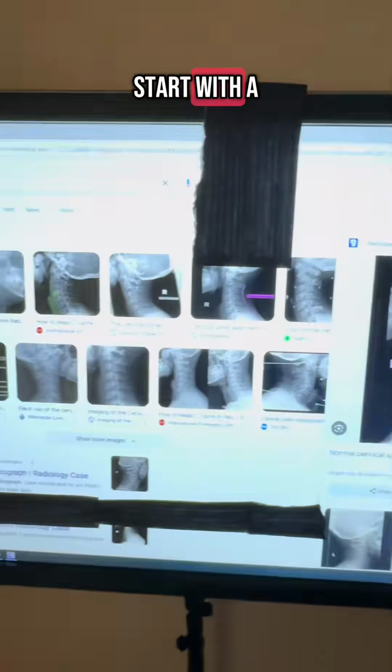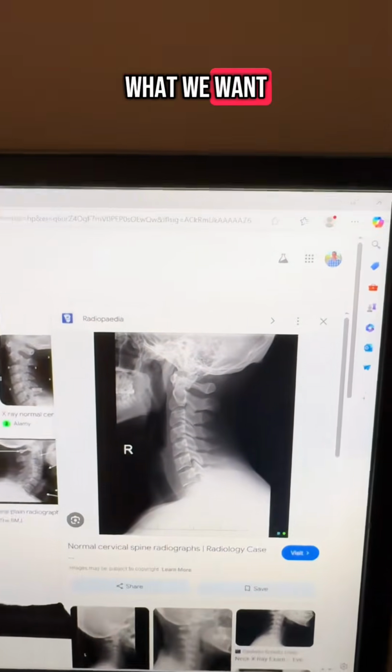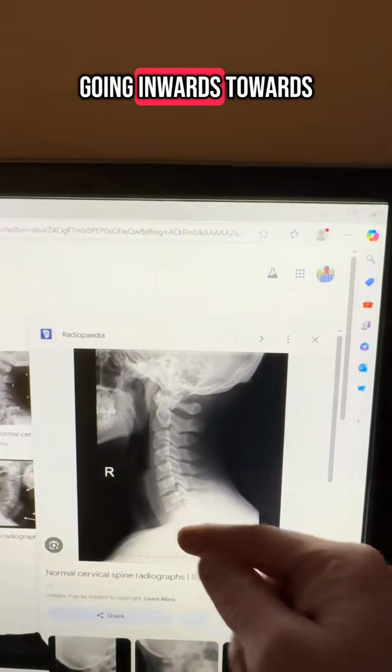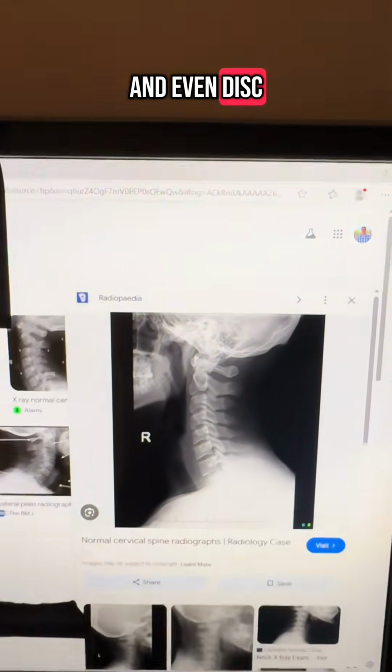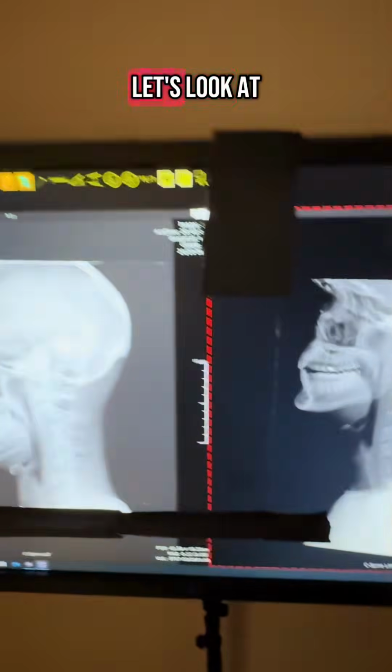But first, let's start with a picture of a normal neck. So this is what we want to see. We want that curve to be going inwards towards the front of the neck. We want nothing funky off the front of the spinal segments there, and even disc spaces between each one of the segments. Let's look at our first patient.